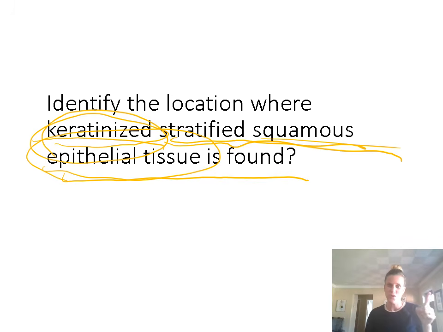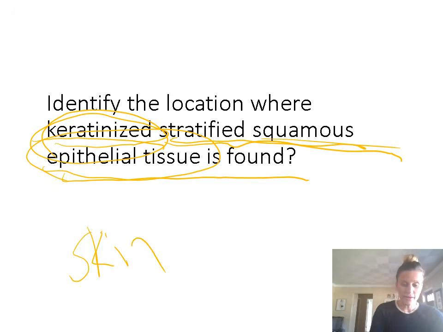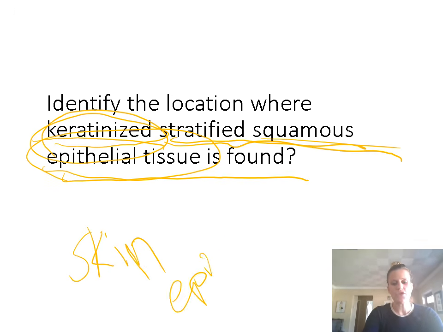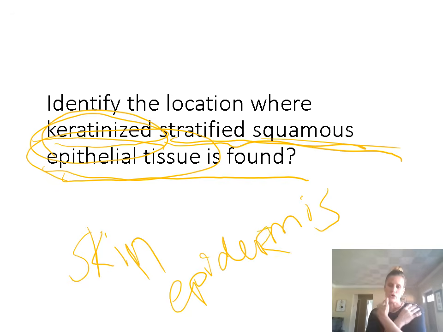There's one location where we should have keratinized tissue, and that is our epithelial tissue, our skin lining the outside of our body, in our epidermis. So you could say the skin is where we have it. You could say the epidermis. The epidermis is specifically the outer layer of the skin. Underneath that, we have connective tissue in the dermis. But either answer is okay. You could just say the skin.